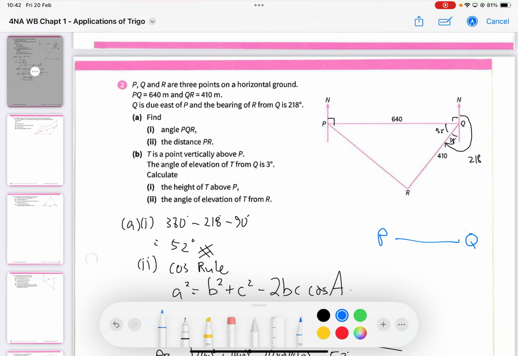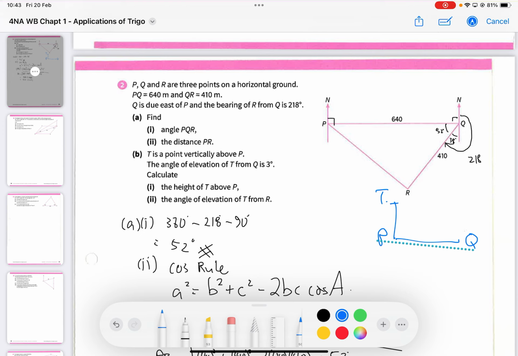Then on top of P there is a T sticking out upwards. Okay? Just now this one is top view. Now this one is side view. I see from the side. T is standing up from P.